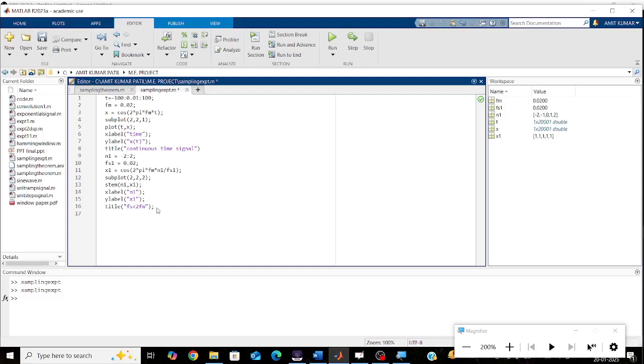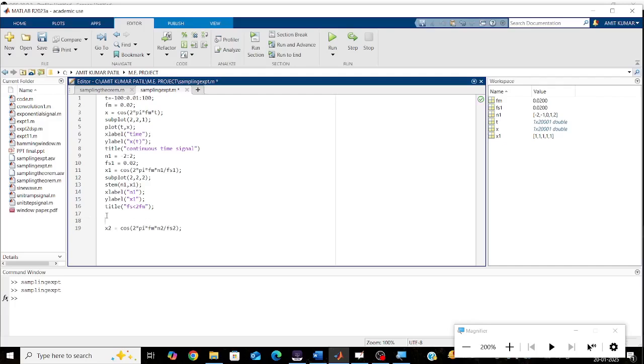So next case is sampling frequency exactly equal to twice the maximum frequency. Now here if you want to plot the graph, we will write the command. So x2 is equal to cos 2 multiplied by pi multiplied by fm multiplied by t2. T2 is N2 divided by fs2.